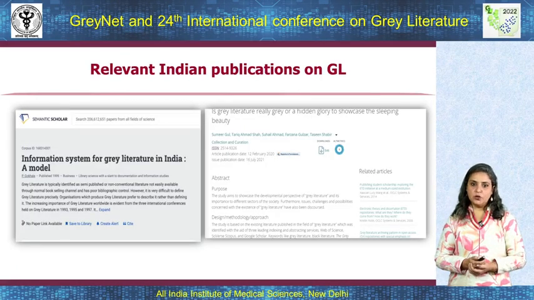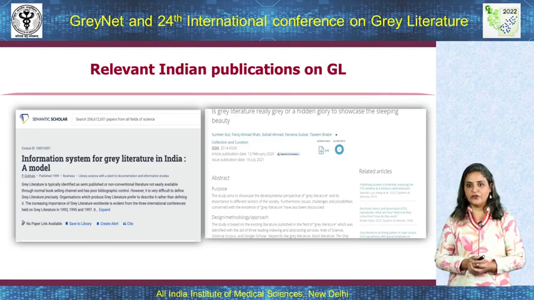These are the two important studies from India. One is the information systems for grey literature in India, a model. This is though an old study, but found to be useful. And another one is a wonderful study, as you can see by the title.